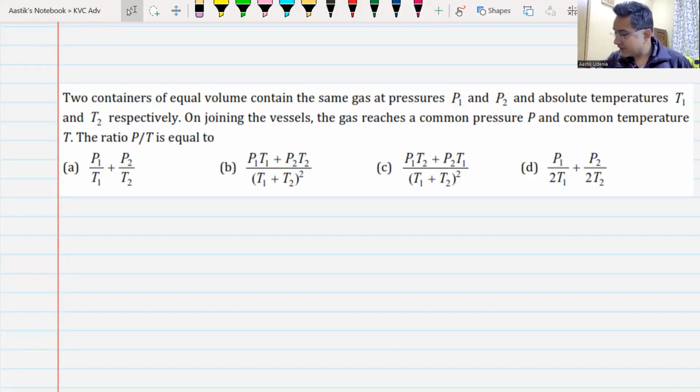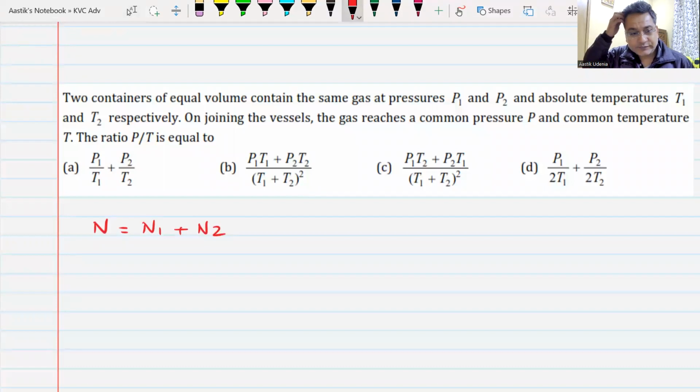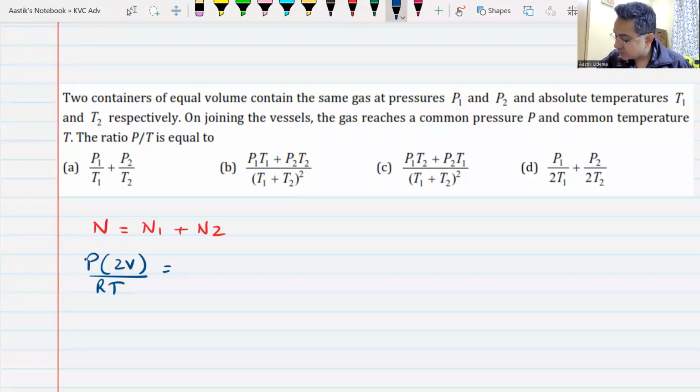That is absolutely correct. And the same concept remains. The final number of moles N will be equal to N1 plus N2. Yes or no? The final number of moles will be given by final pressure P, the volume has become 2V, divided by the new temperature T. That will be equal to P1 V by R T1 plus P2 V by R T2.